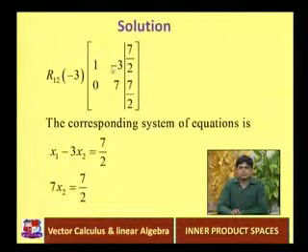Now after converting this to row echelon form, again write this row echelon form augmented matrix into the equation form. The equation form is x1 minus 3x2 is equal to 7 by 2. Coefficient of this 1 into x1 minus 3 into x2 is equal to the constant value 7 by 2, and here 0 into x1, that is 0, so here we don't write the coefficient of x1. Now multiply this 7 into x2 is equal to the constant value 7 by 2.